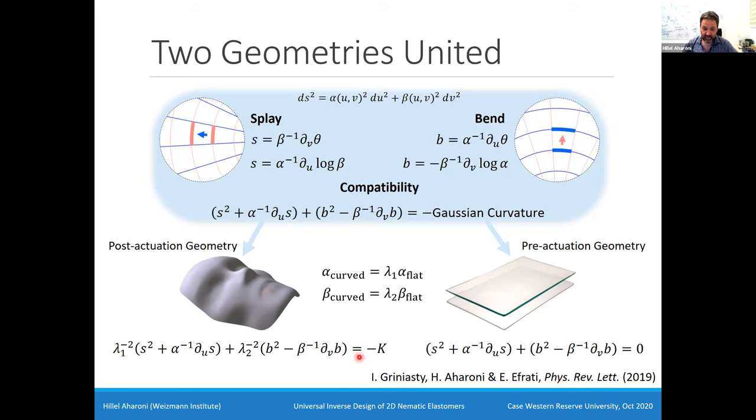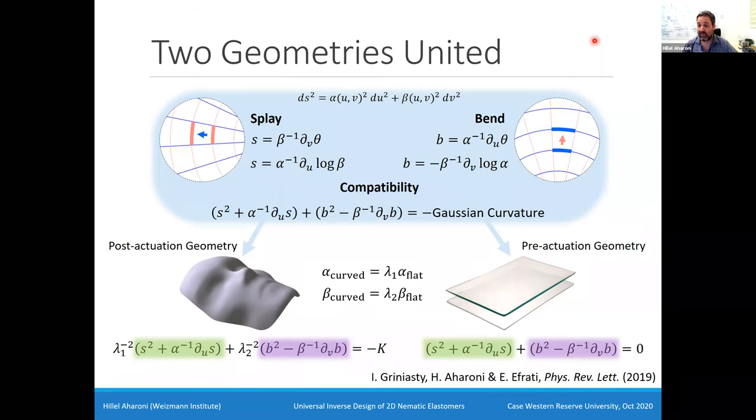So we have two equations. And they break up linearly in a nice way so that we can add them, subtract them, and get separate equations for the evolution of the splay along U and the evolution of the bend along V. So what do I have now in the UV coordinates? We have a set of equations which tells us how the splay changes along U, how the bend changes along V, how alpha changes along V, how beta changes along U, and this is basically all of the variables that we have.